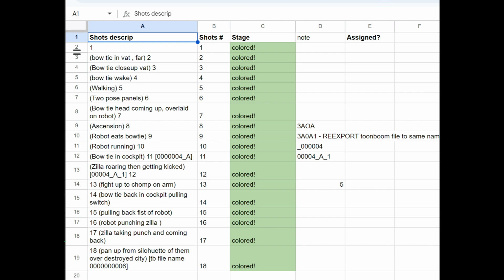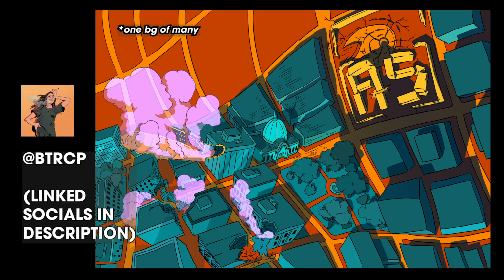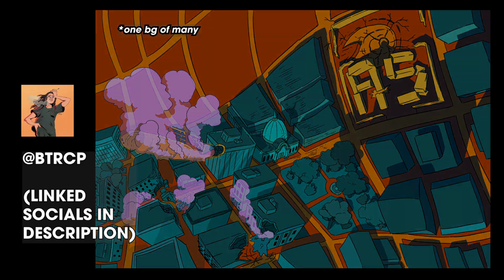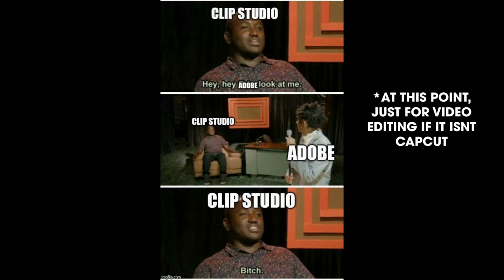For backgrounds, however, I knew I didn't want to draw any of those, so I enlisted the help of my friend Buttercup. They turned them around pretty quickly, and they came out amazing. Other pieces of the short were painted between Procreate and Clip Studio Paint. Outside of my day job, I don't use Photoshop for much at all anymore.